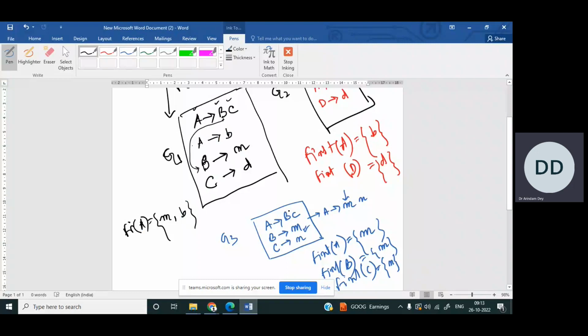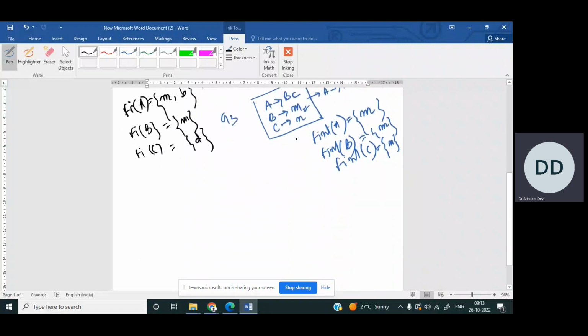In examples G2 and G3, you have seen only single variables that contain only single terminals. But here we have found more than one terminal. For first of B, simply it is m because no other options are there. And first of C is only small d. Correct. I hope the idea is clear.